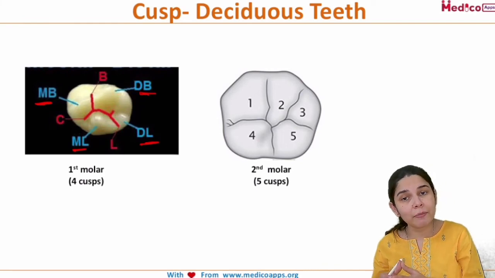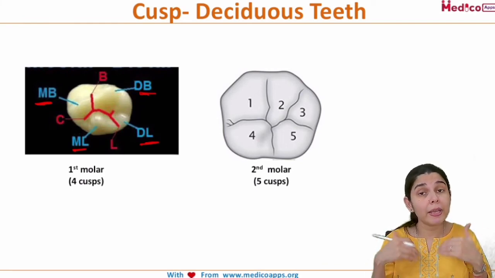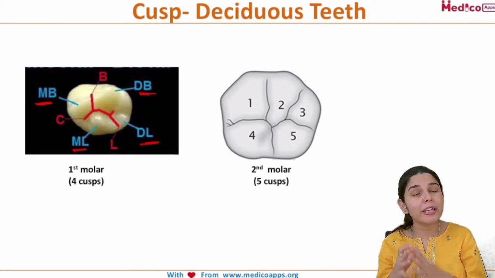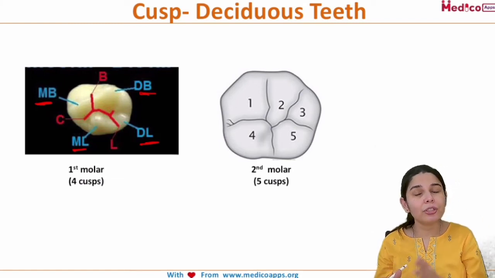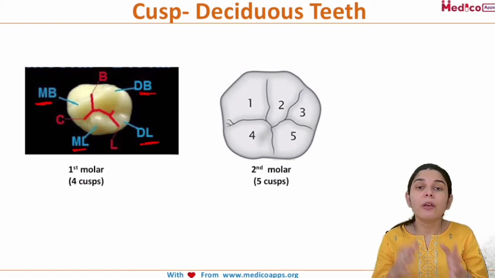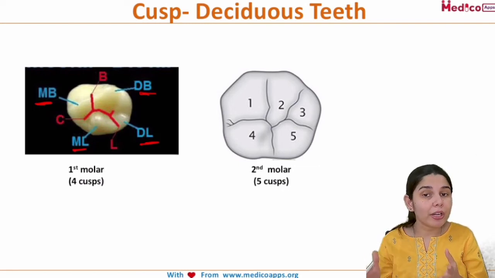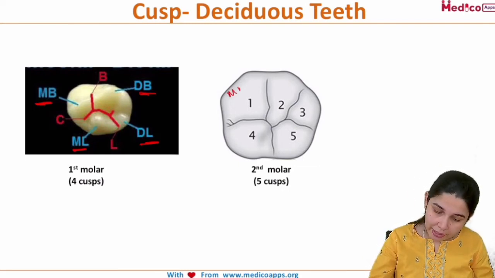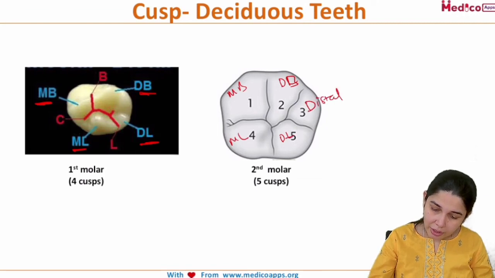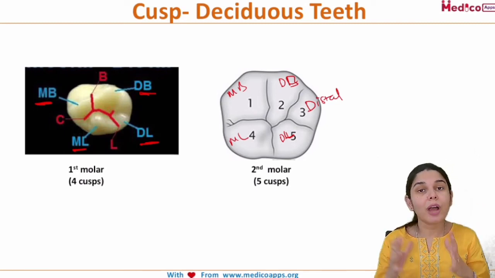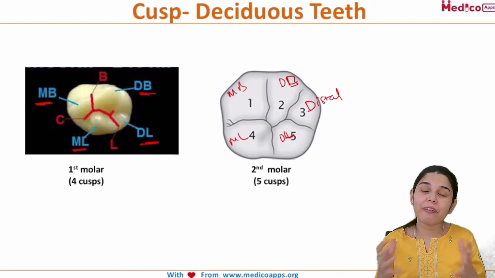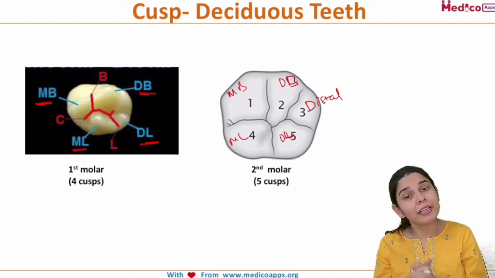Similarly, moving to the second molar, they have 5. This is the very opposite. In permanent teeth, the second molar has 4 cusps and the first molar has 5 cusps. But in deciduous teeth, the first molar has 4 cusps, whereas the second molar has 5 cusps. What are those 5 cusps? The mesiobuccal, the distobuccal, the mesiolingual, the distolingual, and this is your distal cusp. So these are the 5 cusps you will come across in the deciduous teeth. I hope you have understood the differentiation factor for the cusps of the permanent and the deciduous teeth.